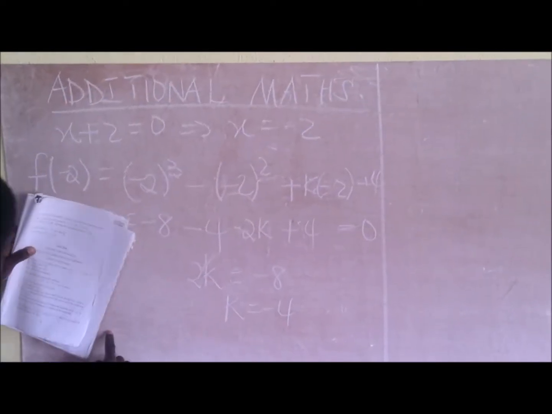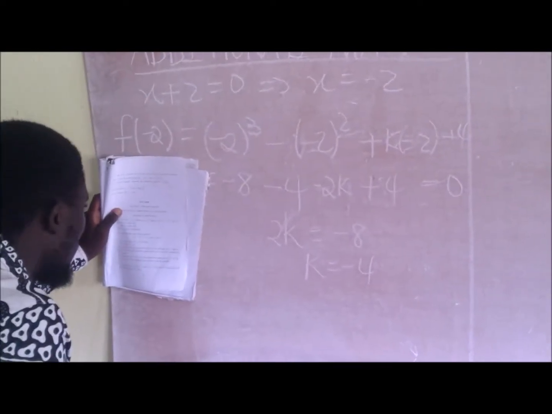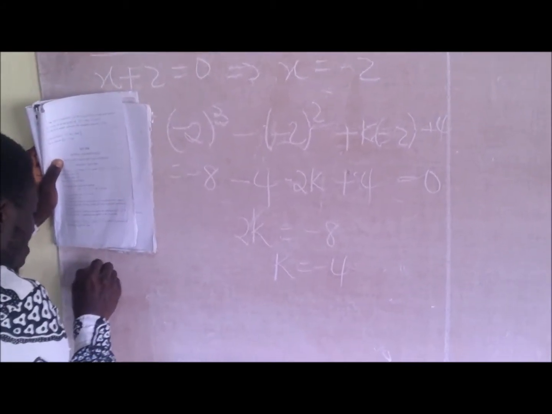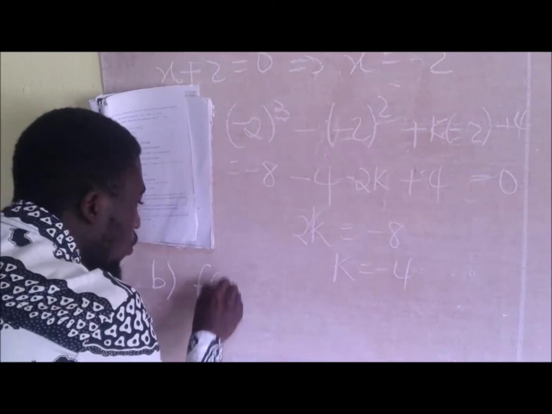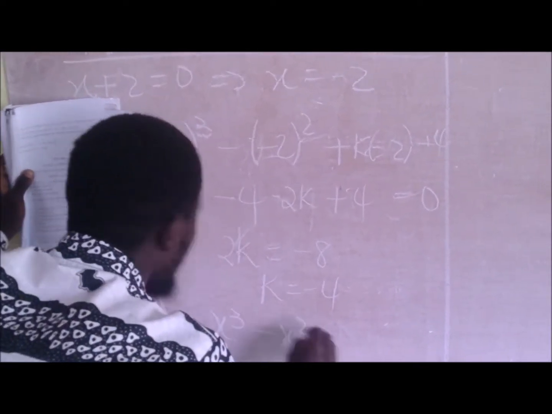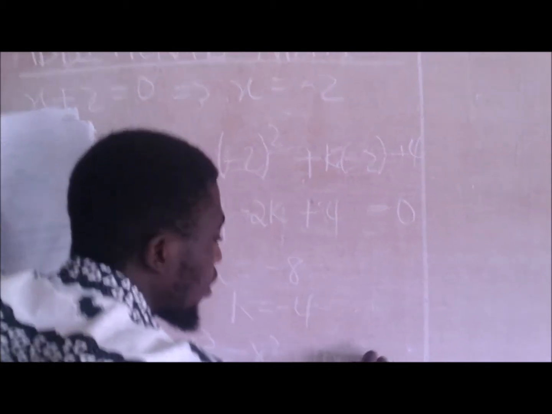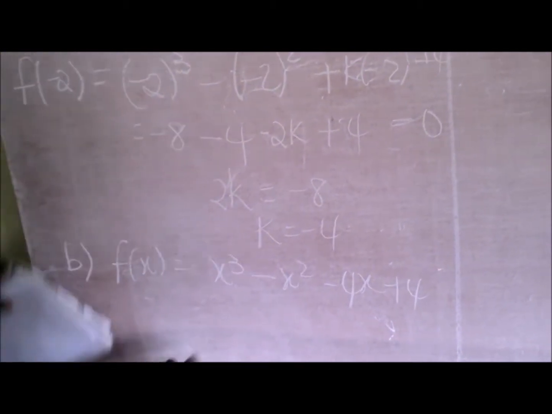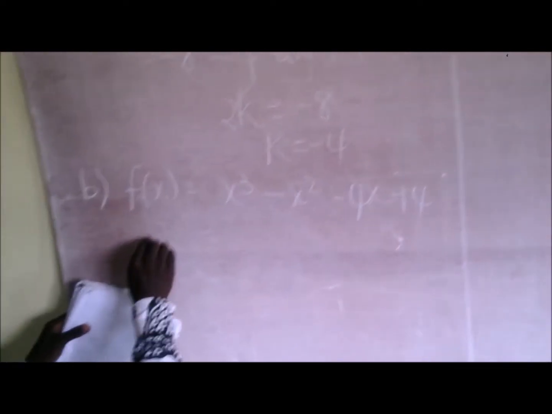And the B part of the question says, using the value of k, factorize f completely. So the value of k means the function f of x will now become x cubed minus x squared minus 4x plus 4. And since we have a factor from above which is x plus 2, we can carry out Euclidean division.